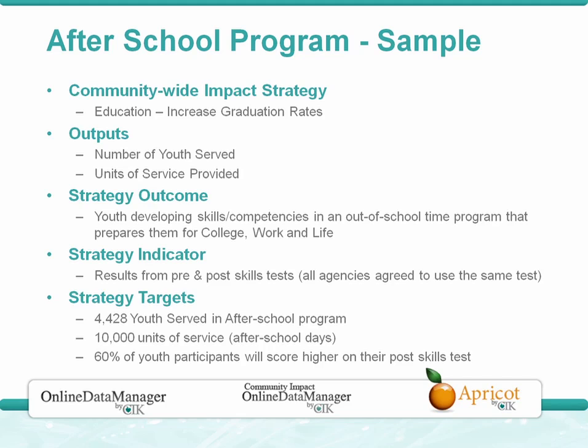And then our strategy targets, our accountability, was focused on, for the goal, 4,428 youth to be served in the after-school programs, and 10,000 units of service to be provided, which were after-school days. And our outcome goal was that 60% of the youth participants will score higher on their post-skills test, so that we had the accountability set relative to these goals.